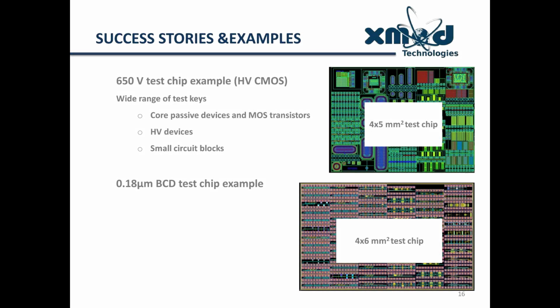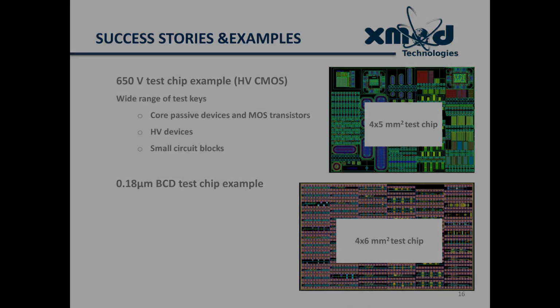We have two other examples here on this slide with a 650 volt test chip example for high voltage CMOS, where we have a very wide range of test keys covering core passive devices and MOS transistors, high voltage devices, and also small circuit blocks for model validation in the end. And below, you have also a 0.18 micron BCD test chip example.